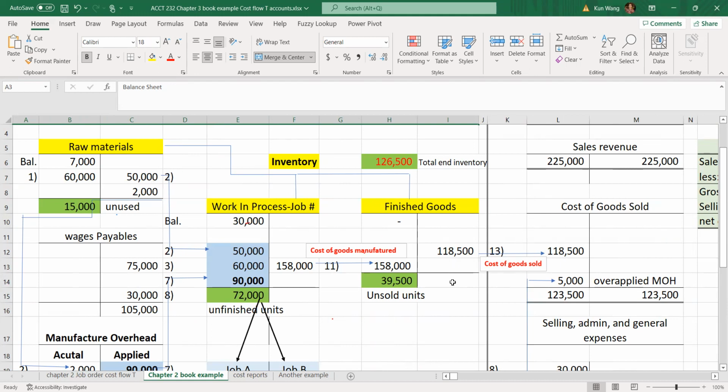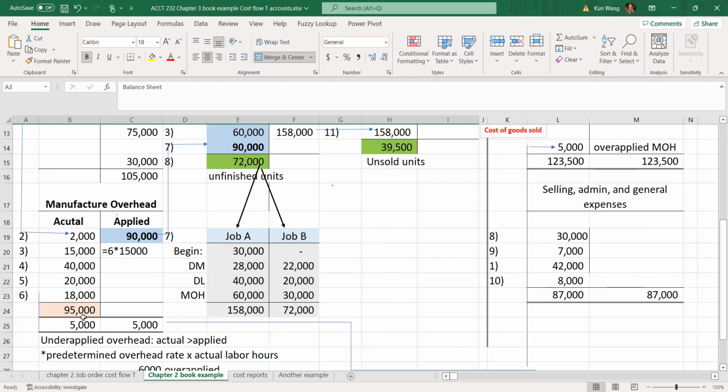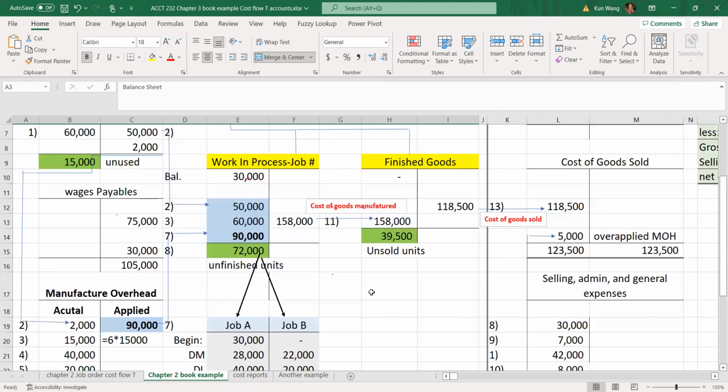So I will stop here for this video. In the next video, let's dig more into the manufacturing overhead and how to determine the under-applied or over-applied overhead balance, and how to dispose of them to the income statement, and how to close the manufacturing overhead.